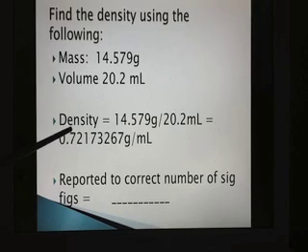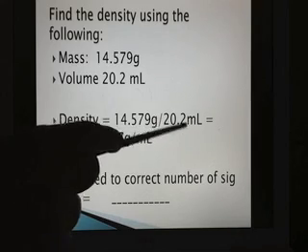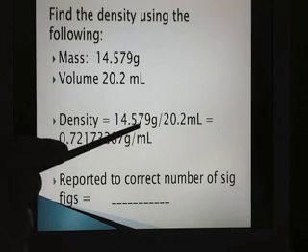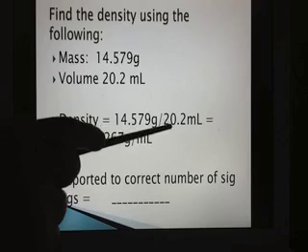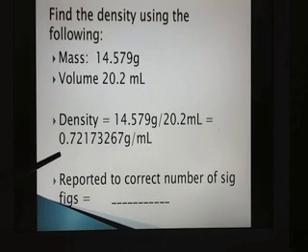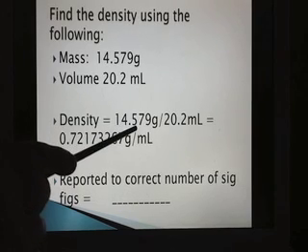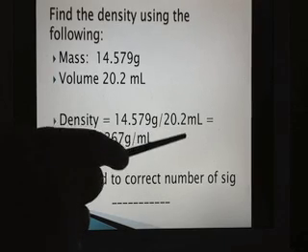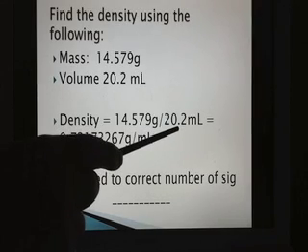So to calculate our density, it's mass over volume. So 14.579 grams divided by 20.2 milliliters. And here is what my calculator gave me as an answer: 0.7217327 grams per milliliter. Whew, that's a lot of digits. This 0 is just holding our decimal in place. Well, we had 5 sig figs here. This value only had 3.